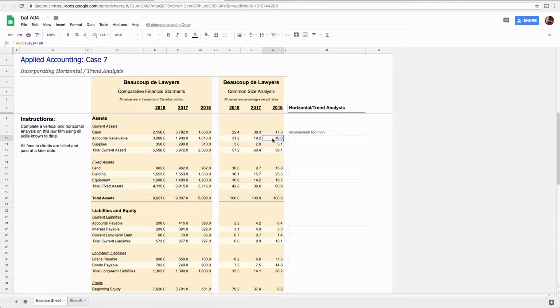If your accounts receivable in 2016 was about 17% of your asset value and you grow, you would expect accounts receivable to grow. But it should stay around 17%. It's doubled. That's a problem. You have an accounts receivable collection problem.